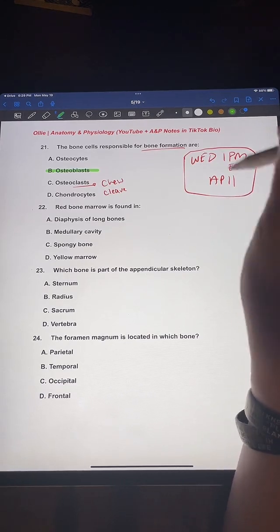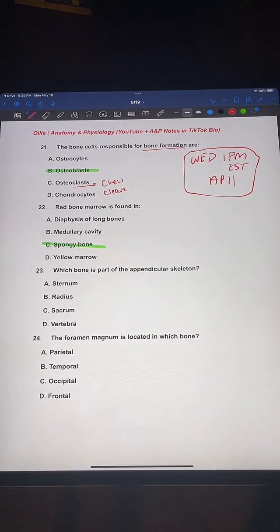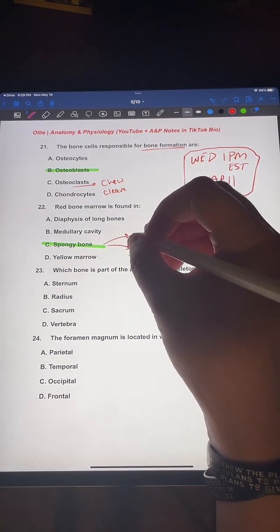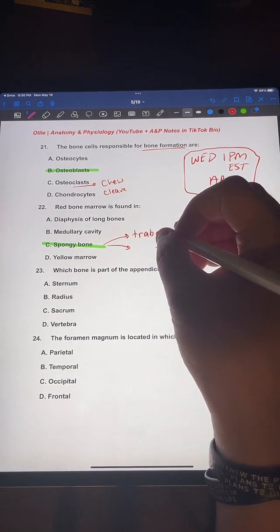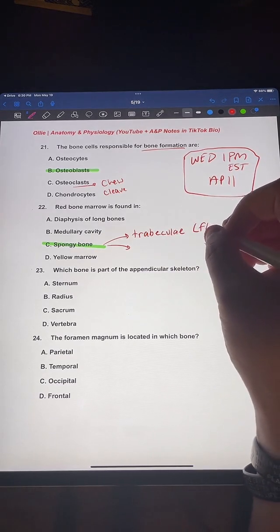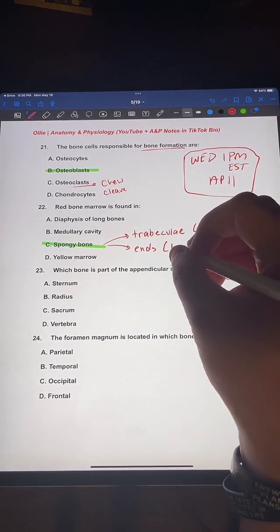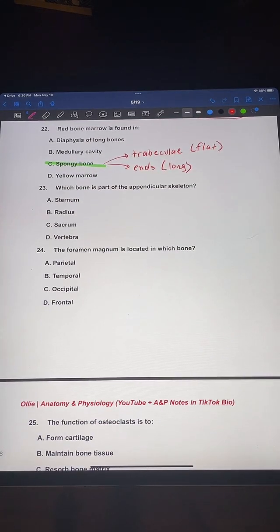Number 22, red bone marrow is found in C. It is the spongy bone. It's in the trabeculae of flat bones and the ends of long bones. So this is trabeculae of our flat bones and the ends of long bones. Number 23, which bone is part of the appendicular skeleton?